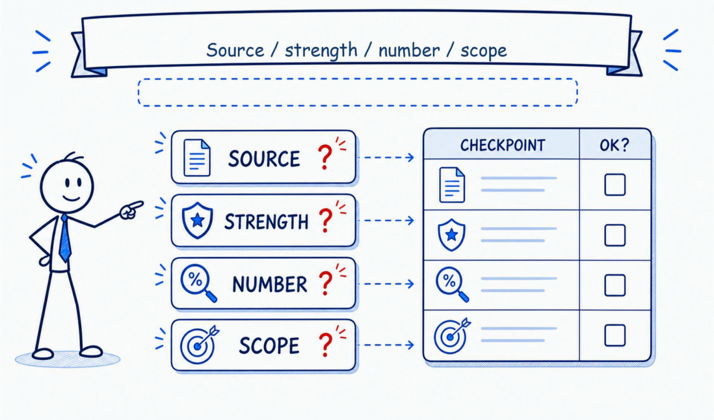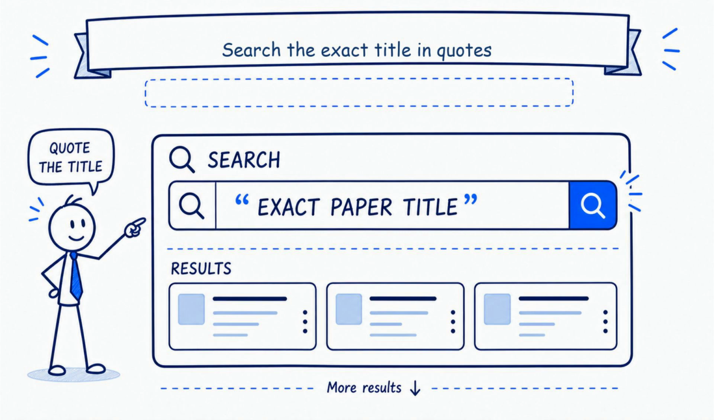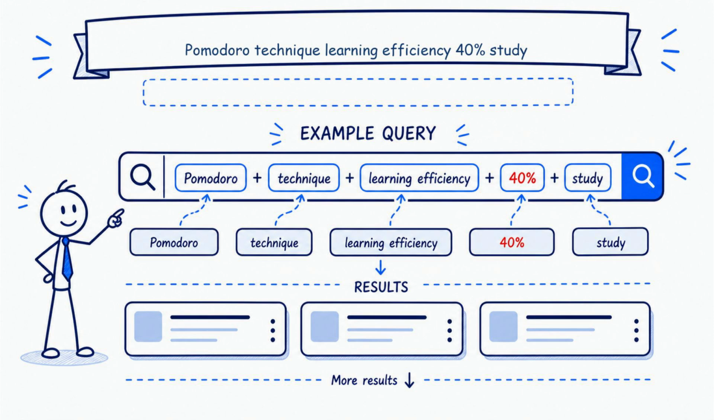Step 2. Check whether the source actually exists. If ChatGPT gives you a paper title, you can first search the full title in quotation marks. If you cannot find the title, search the author's name plus related keywords. If there is no clear citation, search the core conclusion, such as Pomodoro Technique Learning Efficiency 40% Study.